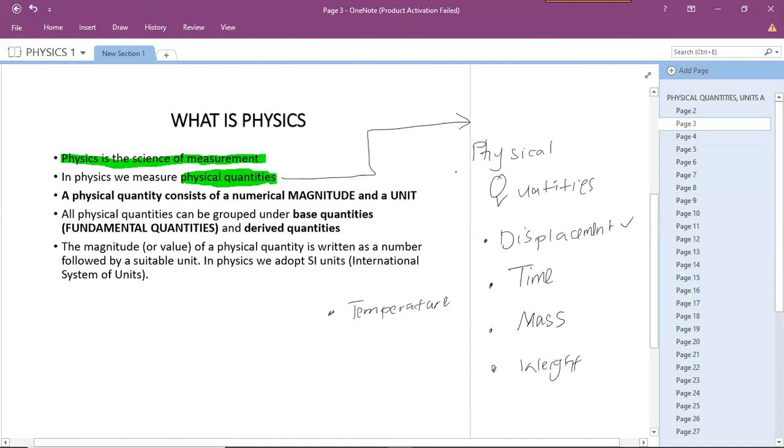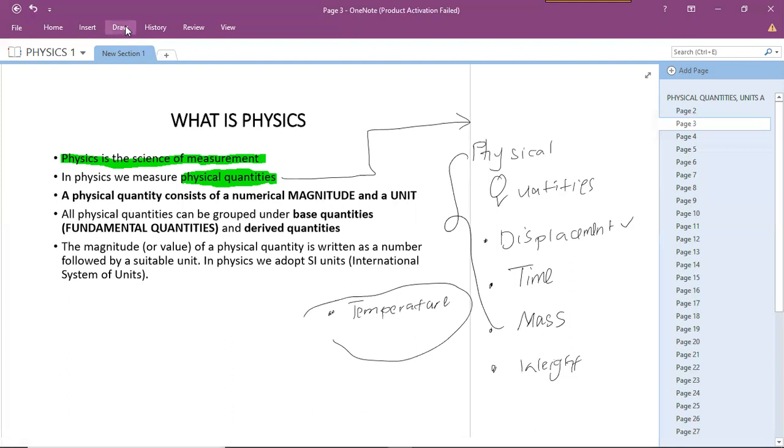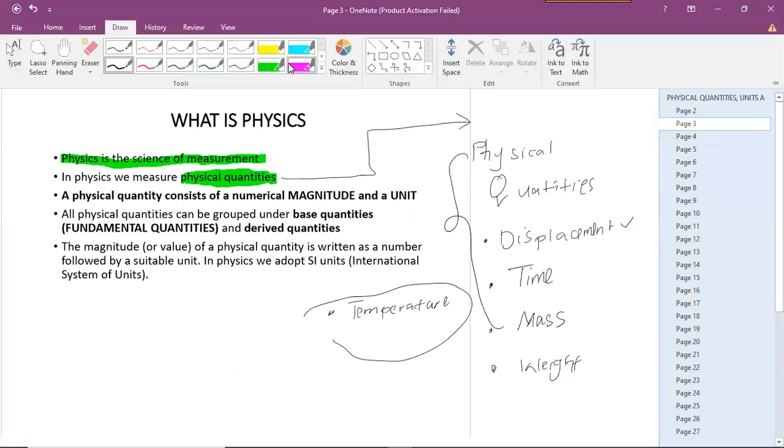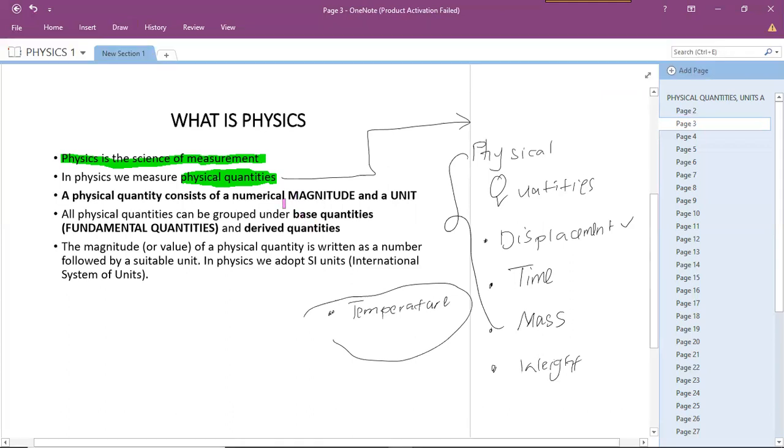So this is practically what physics is. It's trying to make sense of the natural world through measurements. And what are you measuring? Physical quantities. And always, I'm telling you this in physics, this is extremely important. Every physical quantity is going to have a numerical magnitude and a unit.